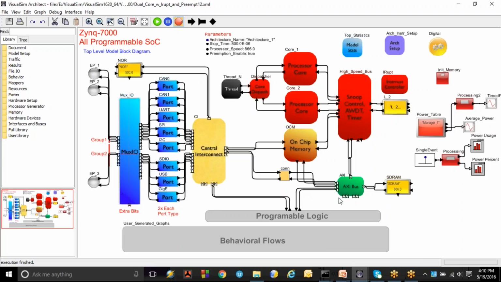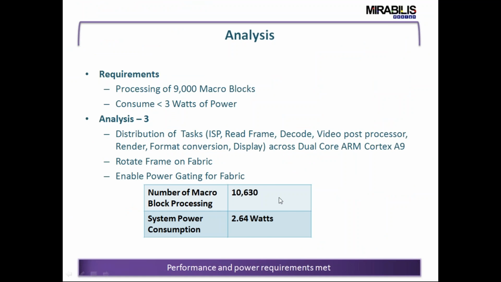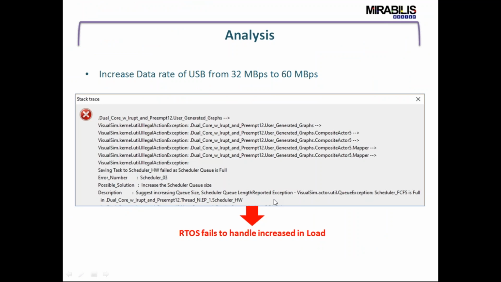without making any negative impact on the platform which I'm running right now? To show that, what I did was I increased my USB data rate from 32 Mbps to 60 Mbps, which tells me that the data rate is quite high right now, and there are a lot of activities going to be happening on my platform itself.